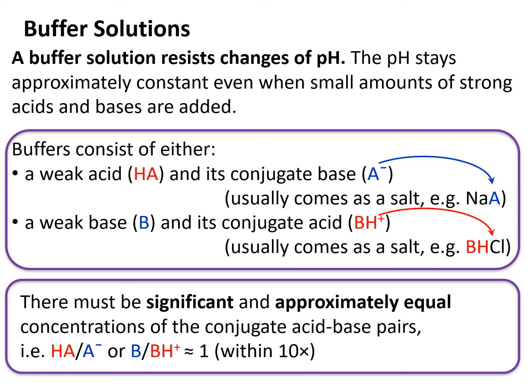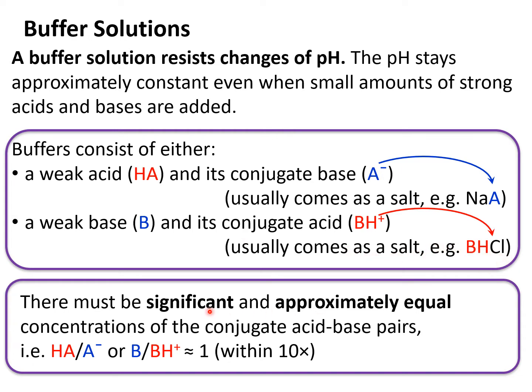Buffers play an important role in a variety of natural and biological systems because of their ability to resist changes in pH. As a consequence, the pH of the system stays approximately constant even after the addition of small amounts of strong acid and strong base. Buffers are composed of a weak acid and its conjugate base, which usually occurs as a salt, or a weak base and its conjugate acid, which usually occurs as a salt as well, as shown here.